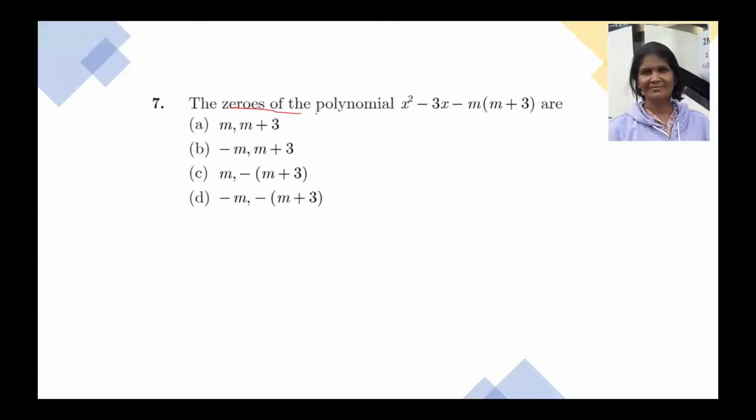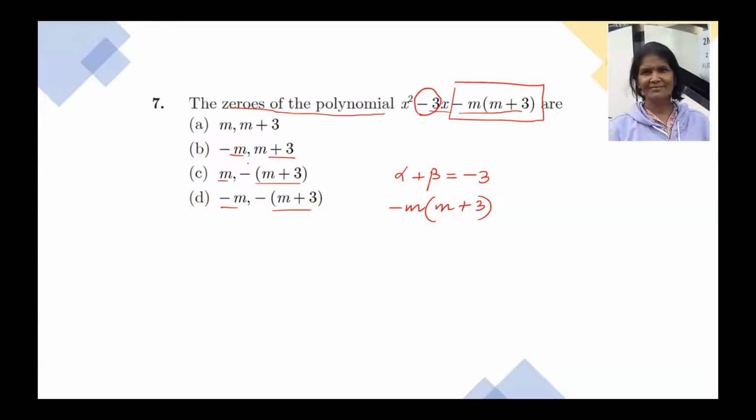The zeros of the polynomial x square minus 3x minus m into m plus 3 are what? The options are m plus 3, minus m plus 3, m minus m plus 3, minus m plus 3. So here, if we take the sum, alpha plus beta, this sum is equal to minus 3, and product is equal to again minus m into m plus 3.